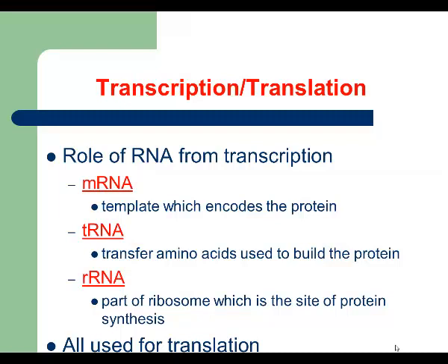The next one is called transfer RNA or tRNA. tRNA is actually a translator between RNA and protein. And the last type is called rRNA or ribosomal RNA. It is a part of the ribosome, and as you remember, the function of ribosomes is to make a protein.